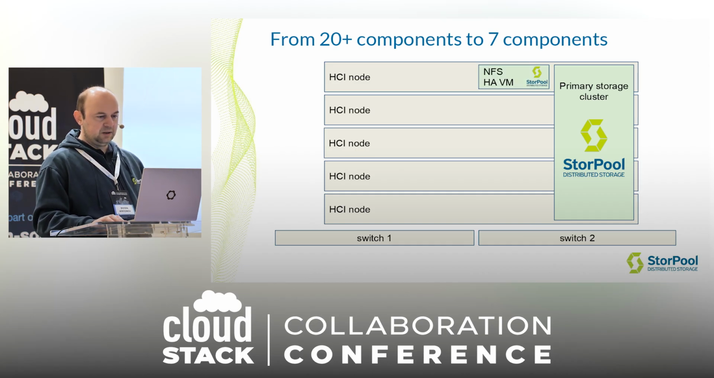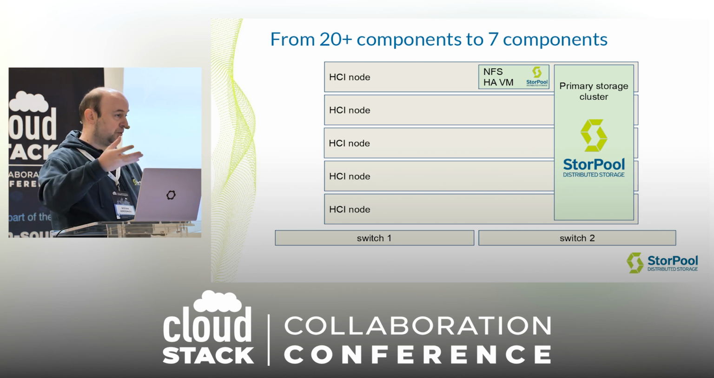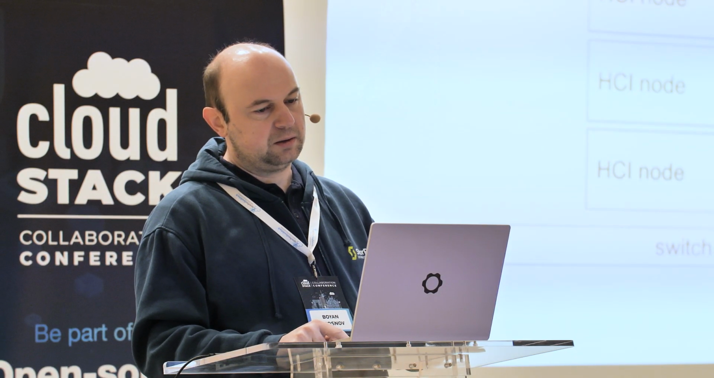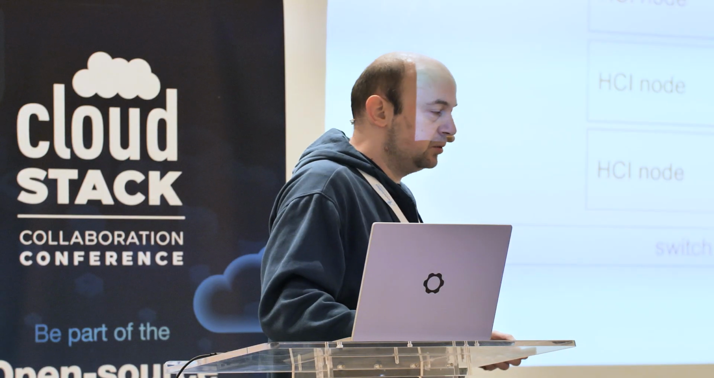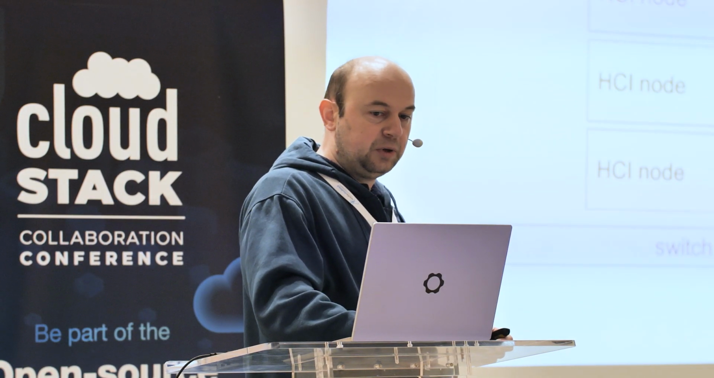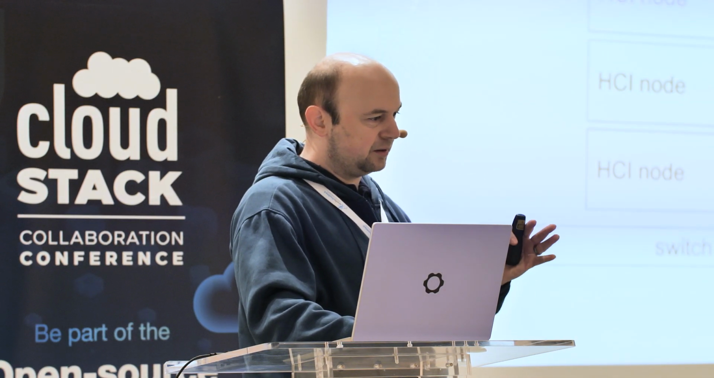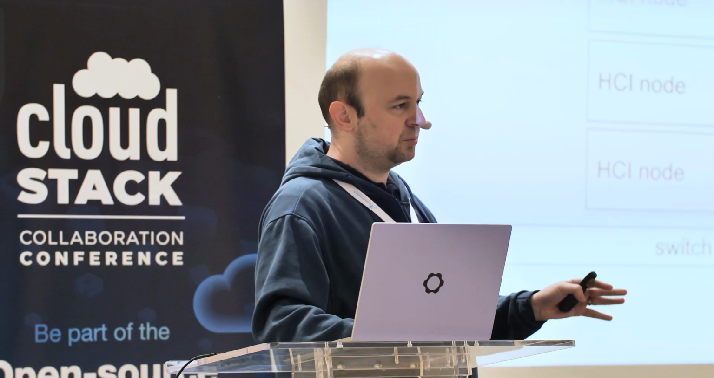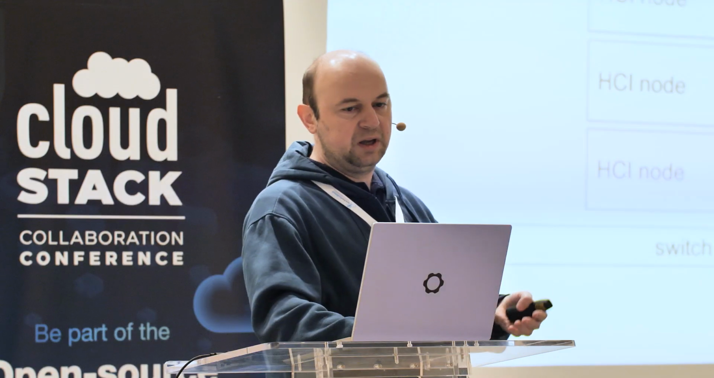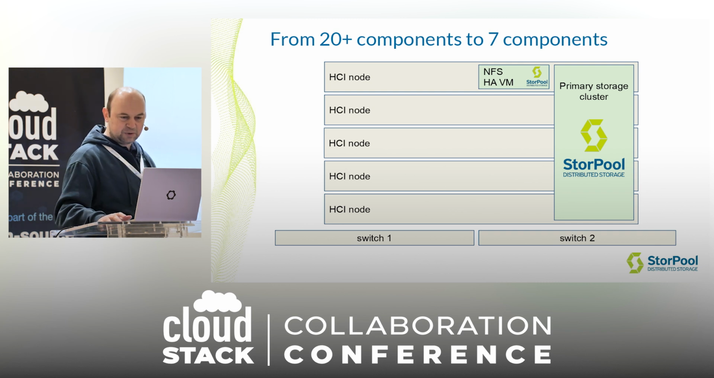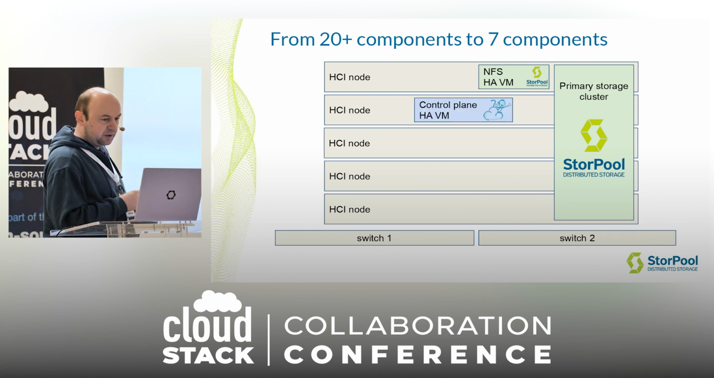HCI node. How do we do secondary storage? We have an NFS highly available virtual machine, which is the image for that. The configuration for that is part of what we do, and the high availability mechanism of that is also part of what we do. So this is not a VM managed by CloudStack. It's a VM that the StorPool cluster takes care of, keeping it available, bringing it up when a node falls down, moving it to another host if you're doing maintenance on one host, etc. So I'll explain that a little bit more. We do the same thing with the CloudStack control plane.